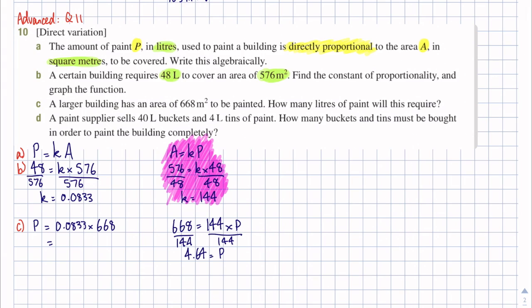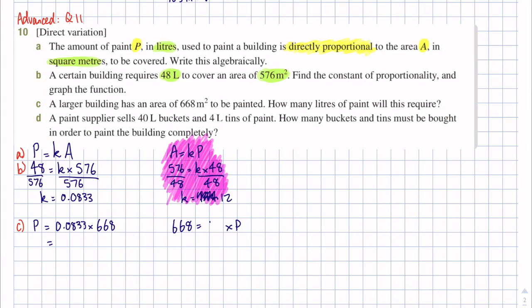Don't think I've done that correctly. 668 divided by 144. I'm not sure that's 144. 576, because I should get the same answer for both, so it's really killing me. Divided by 48, 12. Oh, it's not 144, it's 12. Hang on, I'm just going to double check. 576 divided by 48 equals 12. Okay, I don't know how I got 144. Maybe I accidentally squared it.